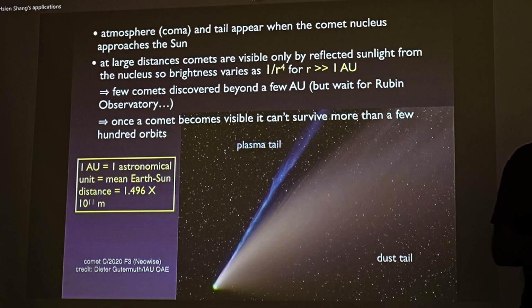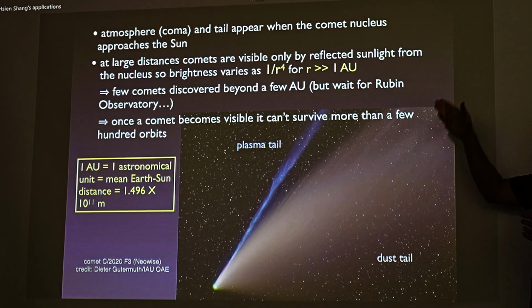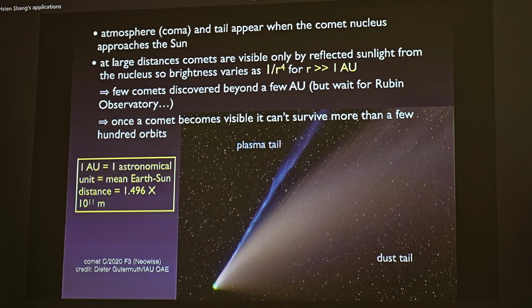The other consequence of these basic facts about comets is that once the comet becomes visible, it can't survive for more than a few hundred orbits. It's only visible if it has a coma and a tail. If it has a coma and a tail, it's losing material rapidly, and that means that a typical comet on a highly eccentric orbit will come close to the sun, become visible, lose a lot of material, go away from the sun, settle down again, and that process will continue until the comet splits up or is completely evaporated and disappears.